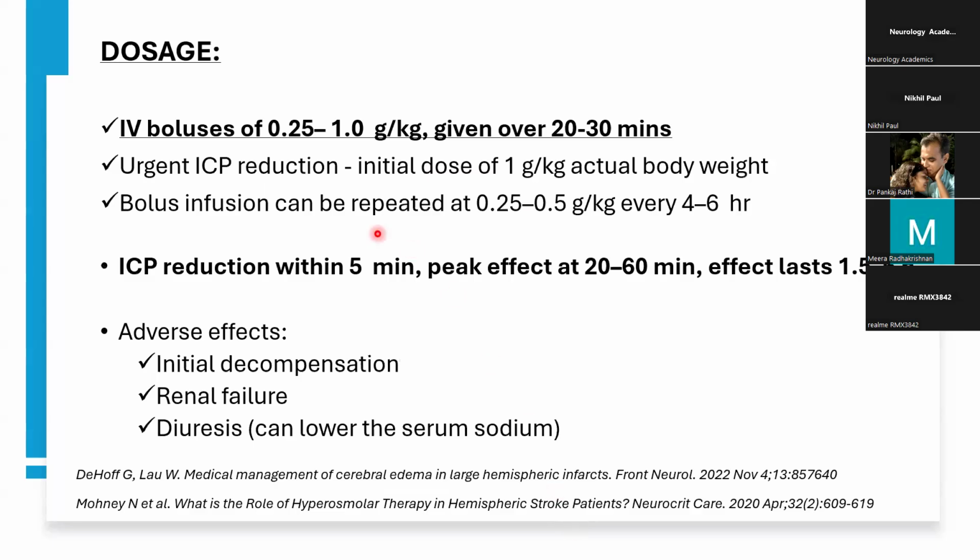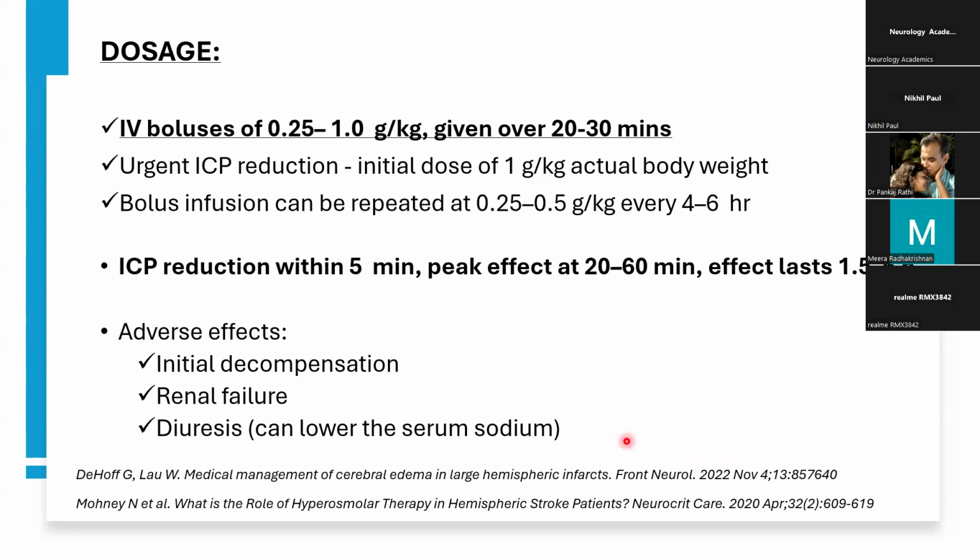Regarding the dosage, what is recommended is 0.25 to 1 gram per kg given over 20 to 30 minutes. For urgent reduction, we can go up to 1 gram per kg, and the bolus is repeated every 4 to 6 hours. When we give mannitol, the ICP reduction occurs within 5 minutes with the peak effect at around half an hour to 1 hour, and the effects last for about 1.5 to 6 hours.